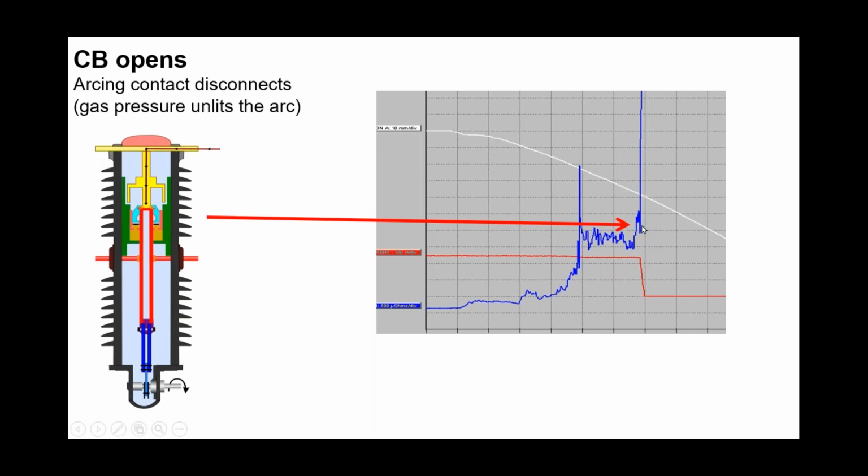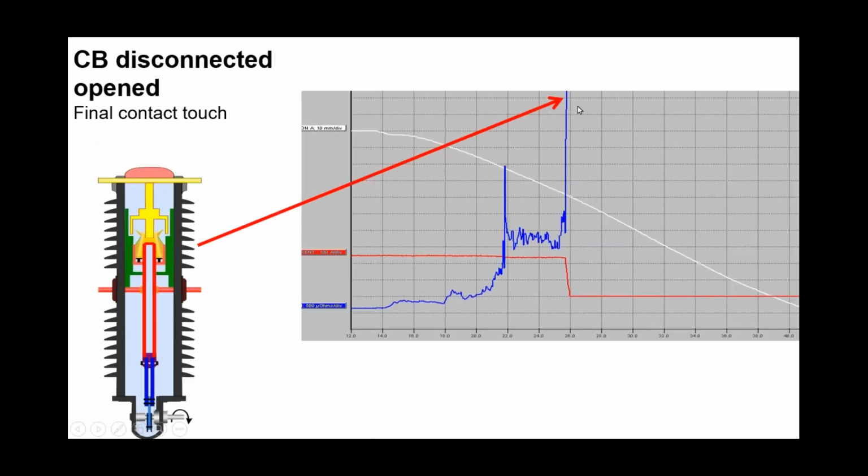And that is the moment when the gas pressure build-up, let's say in an SF6 circuit breaker, or oil in an oil circuit breaker, will extinguish the arc. So total separation of the contact.